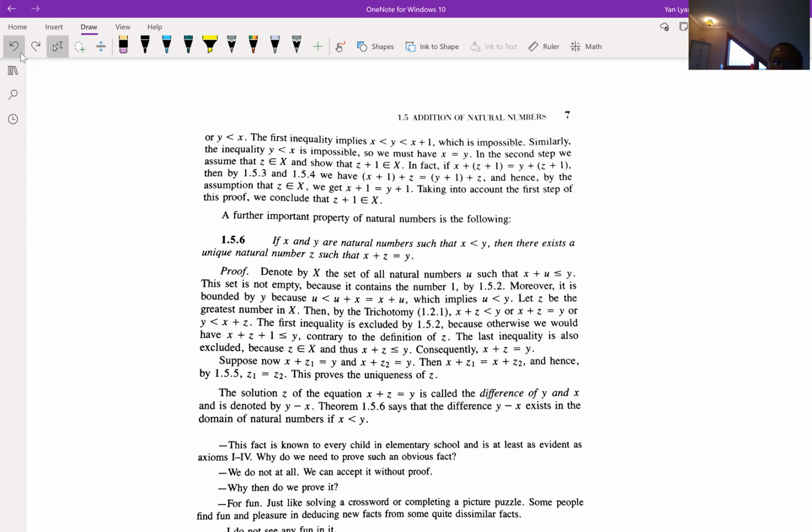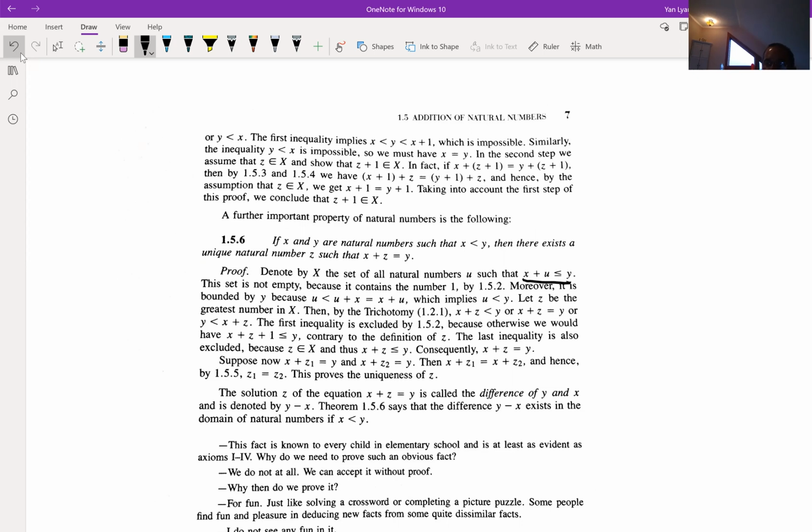So denote x as a set of natural numbers u such that x plus u is less than or equal to y. So this is now officially less than or equal to y. So this is a set, right? You have an x and you have a y. This is already given, right? X is less than y. These are given natural numbers from the assumption.